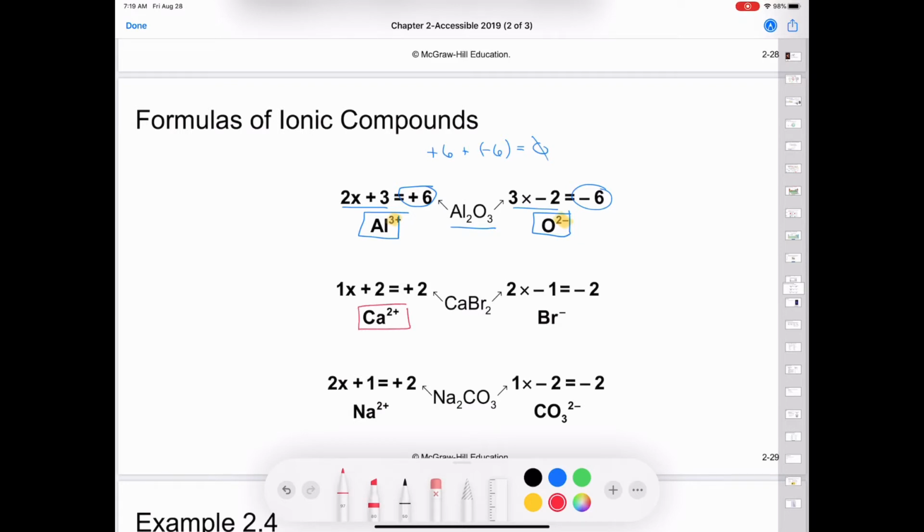Well, I told you that calcium is in group 2A. It likes to have a charge of +2. And bromine is a halogen. It's in group 7A. It likes to have a charge of -1.